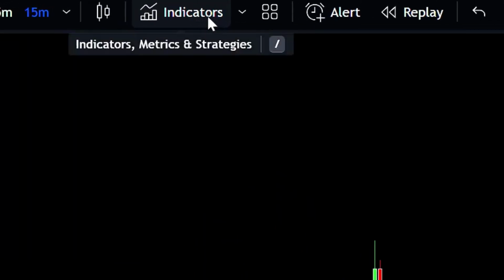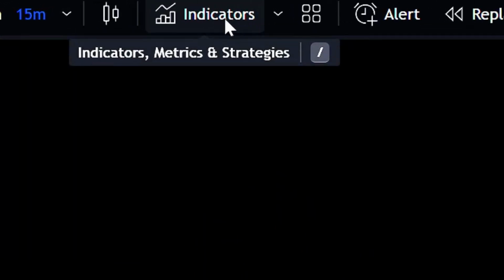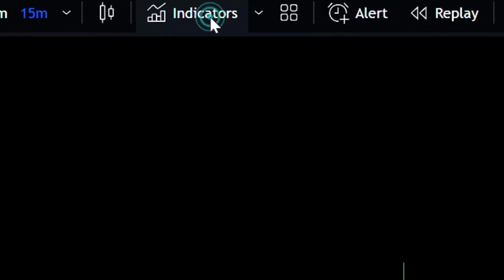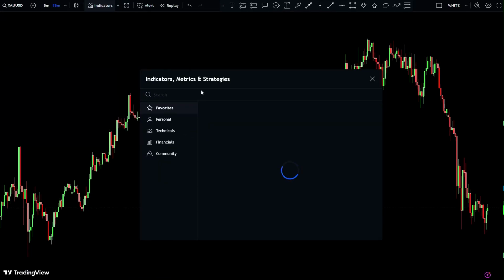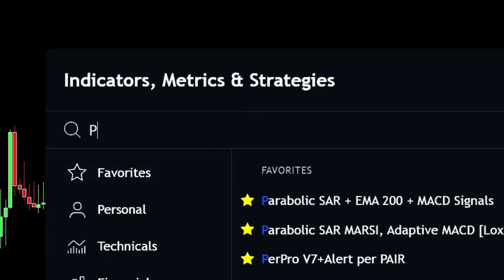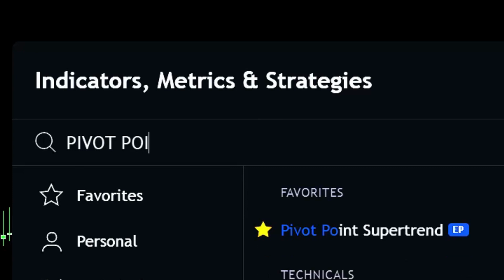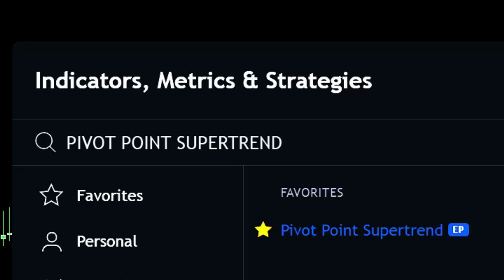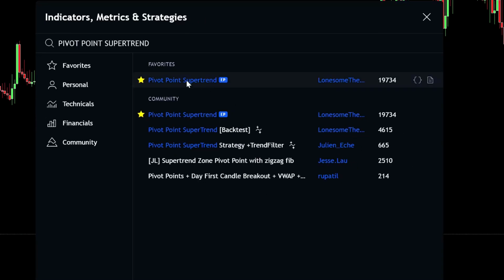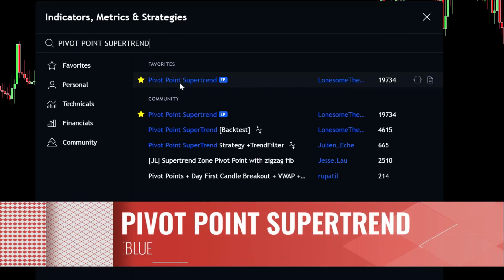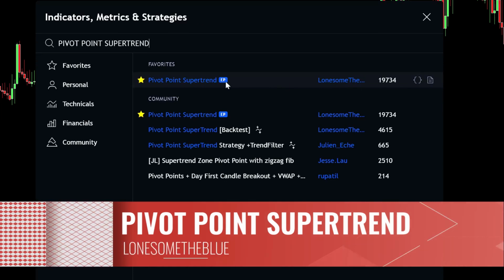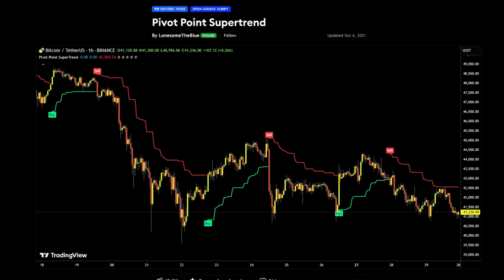Now head over to your trading platform and click on the indicators section. A window will pop up, and this is where the magic happens. In the search tab, type in pivot point super trend and press enter. You'll see a list of results, so look for the one created by Lonesome the Blue and give it a click. This will add the indicator to your chart and allow us to start exploring its potential.